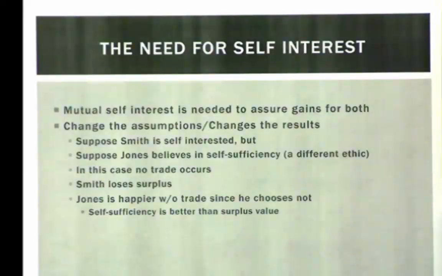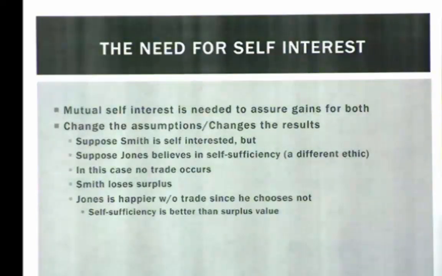If, for example, suppose Smith is self-interested. He cares only about his own individual well-being. But suppose Jones has a different kind of belief system. Suppose Jones has been taught by his family time and time again to remain self-sufficient, that you can't rely on other people or shouldn't rely on other people, and that you should only produce what's good for yourself.